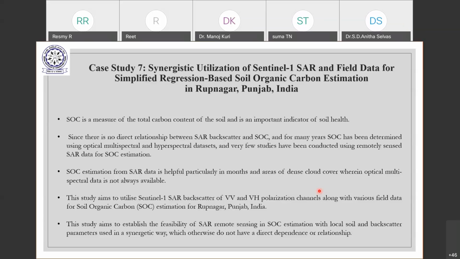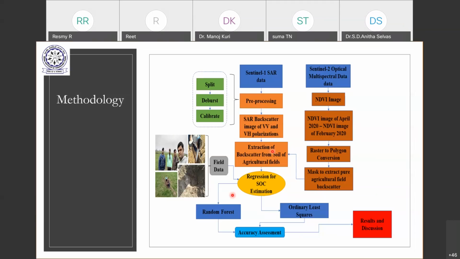But very few studies have been conducted to estimate the organic carbon content using the satellite backscatter or the SAR data. So here the SAR data was taken, and the backscatter in both VV and VH polarization was used, and optical data from Sentinel was used to mask out the areas which are not open fields.